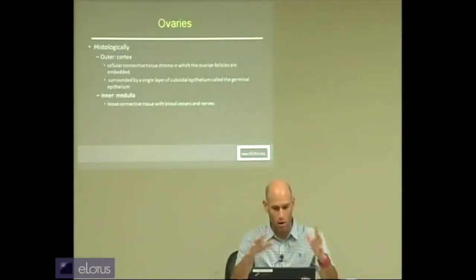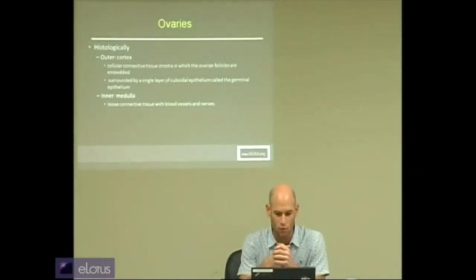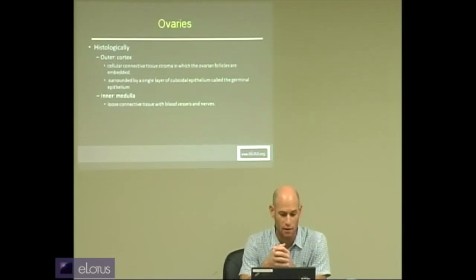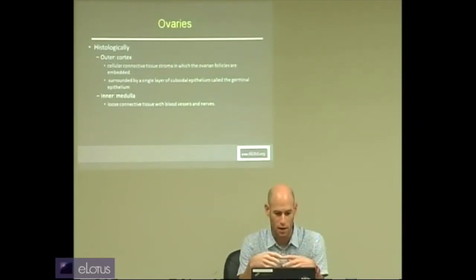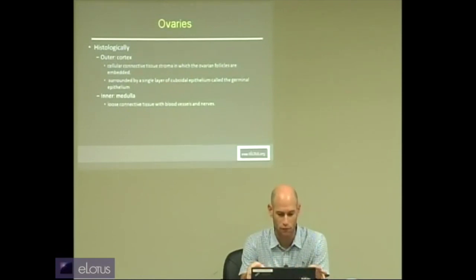Now, the outer part of the ovary is where all of the eggs are. This is called the cortex. And the cortex of the ovary is cellular connective tissue in which all the follicles are embedded. And it's surrounded by a single layer of cuboidal epithelium called the germinal epithelium. The inner part of the ovary is called the medulla, and this is where all the blood vessels and nerves and all that kind of stuff is.